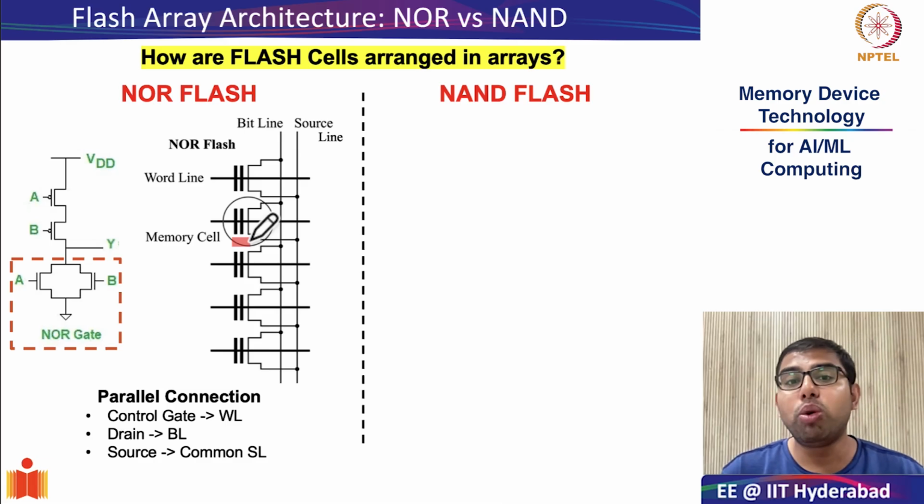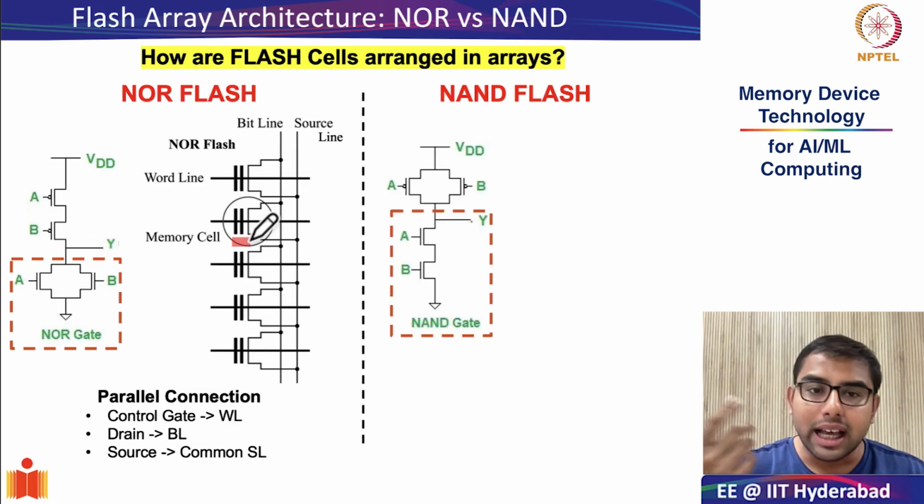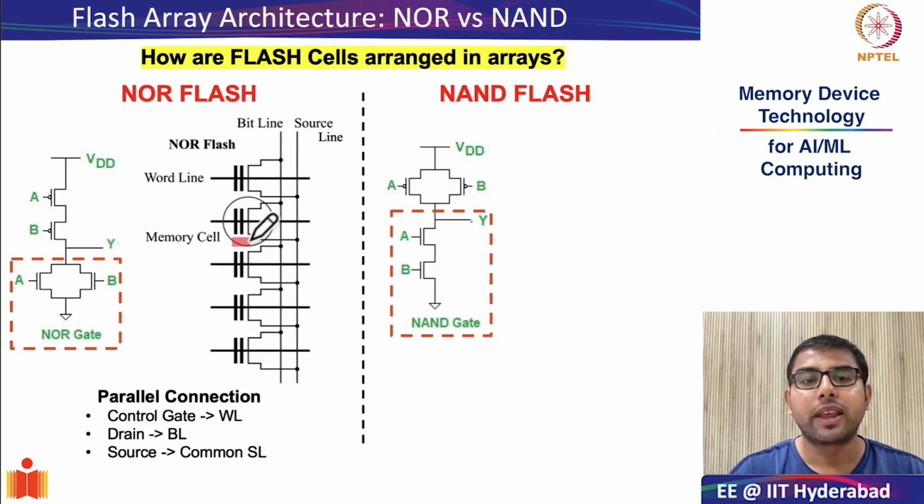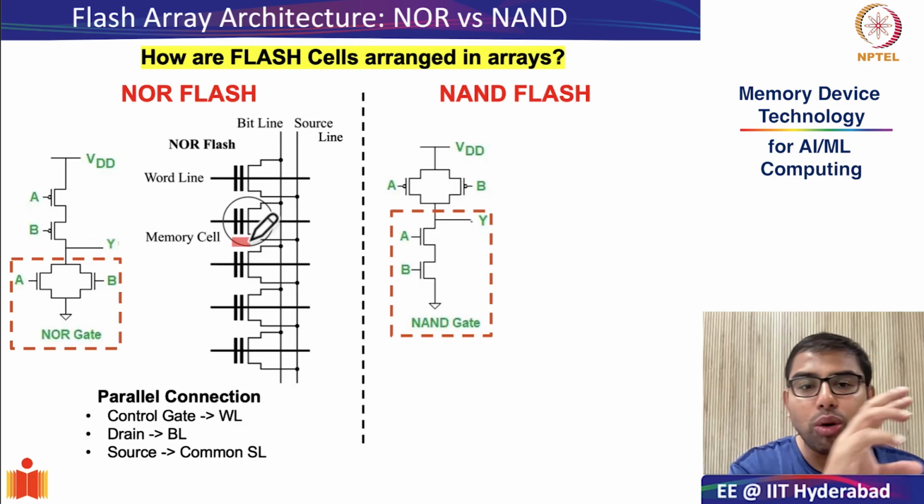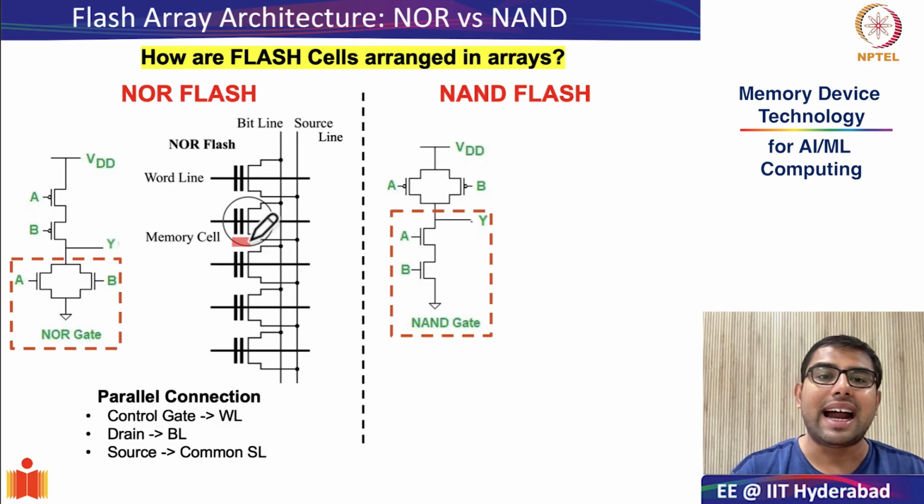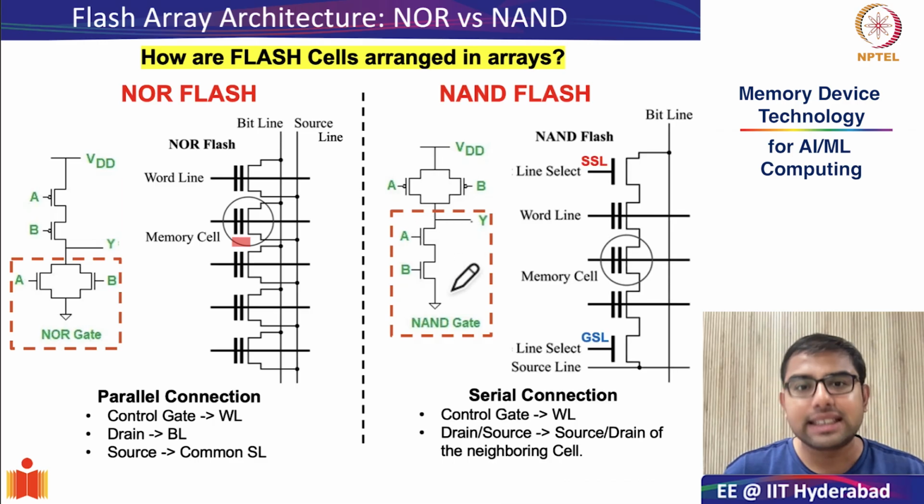With this, let's move on to the NAND flash cell. As you may understand, the NAND flash cell's nomenclature comes from the pull down region of the NAND gate. The pull down region of the NAND gate is serial in nature. As you see, these two pull down transistors A and B are connected serially, and this is exactly what happens in the NAND flash cell as well.